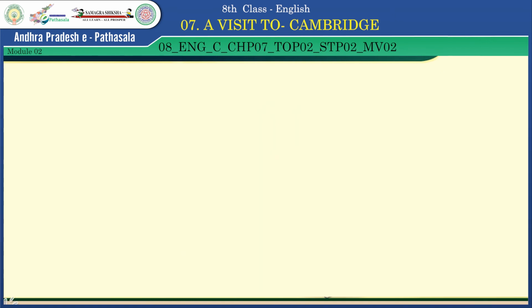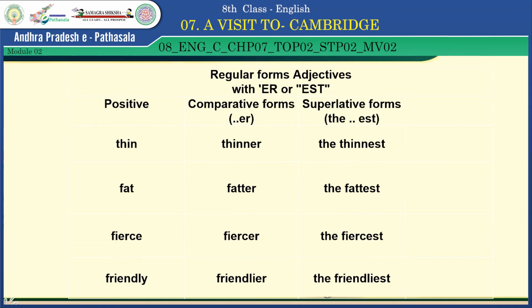Regular forms of adjectives end with er or est in comparative forms and superlative forms respectively. Positive form is the root form of the adjective. Now let's see the examples. Thin, thinner, the thinnest. Fat, fatter, the fattest. Fierce, fiercer, the fiercest. Friendly, friendlier, the friendliest. Now, let's see the rules in detail.